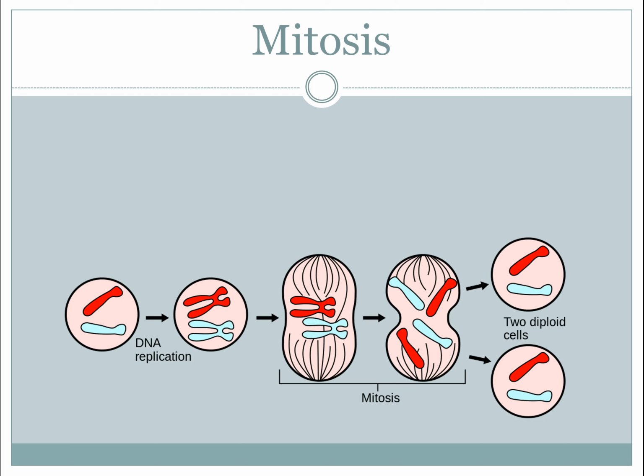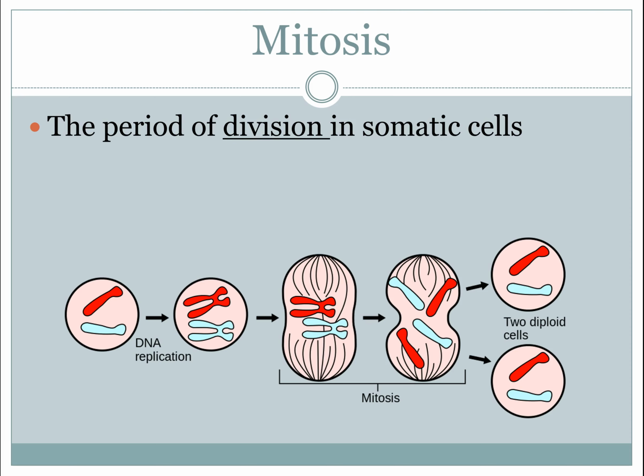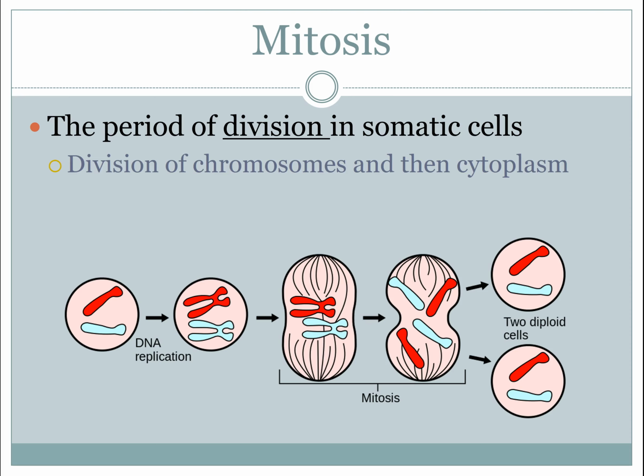Okay, so after interphase, we enter this tiny little period called mitosis where the cell divides. And even though it's a small portion of time in the cell cycle, mitosis has some very specific parts to it, so we're going to spend extra time here. So mitosis is the period of division in somatic cells. Somatic cells are body cells. And the division of chromosomes occurs first, and then the division of cytoplasm and all the other organelles.